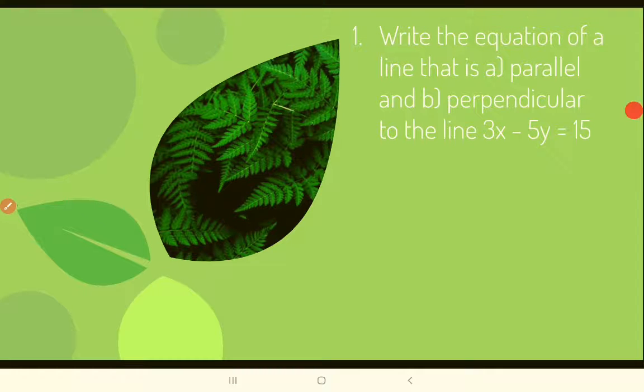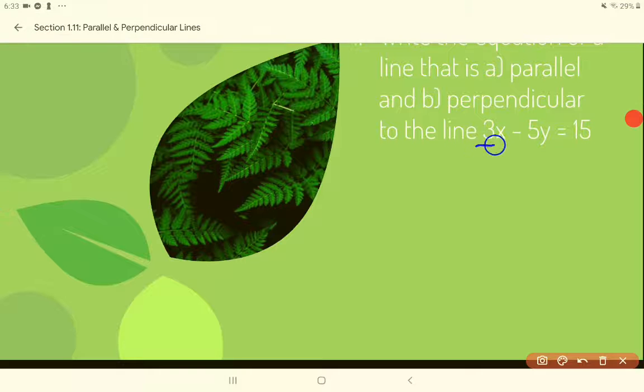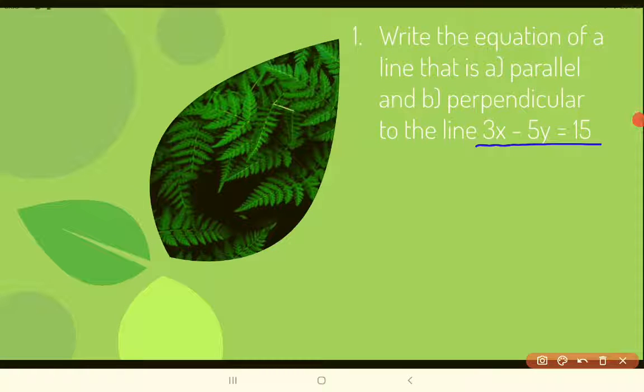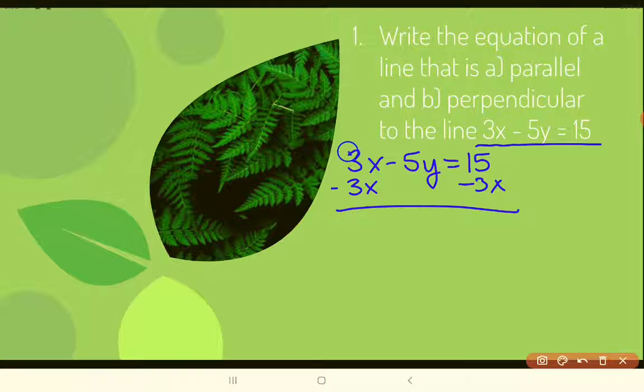Okay, so with that in mind, example 1 says write the equation of a line that is A, parallel, and B, perpendicular to this line right here. Well, parallel and perpendicular, it all comes down to the slope. So the first thing that I'm going to have to do is take the line 3x minus 5y equals 15, and get it in slope-intercept form. I'm going to have to get y by itself. So I start by subtracting the 3x on both sides and get negative 5y equals negative 3x plus 15.